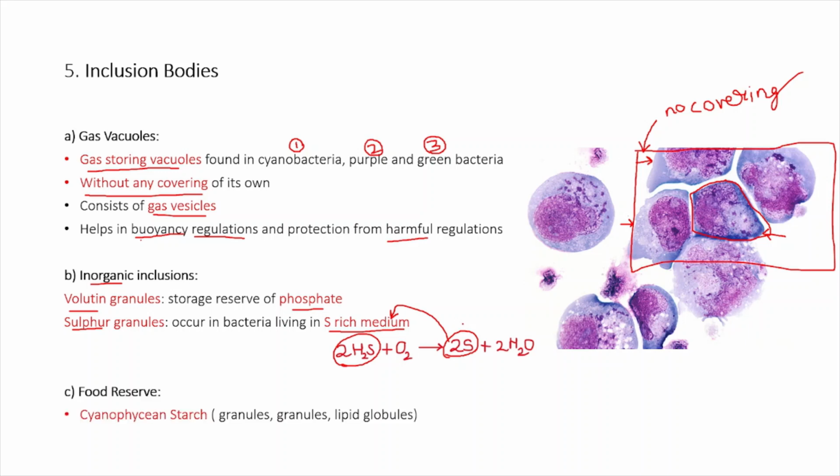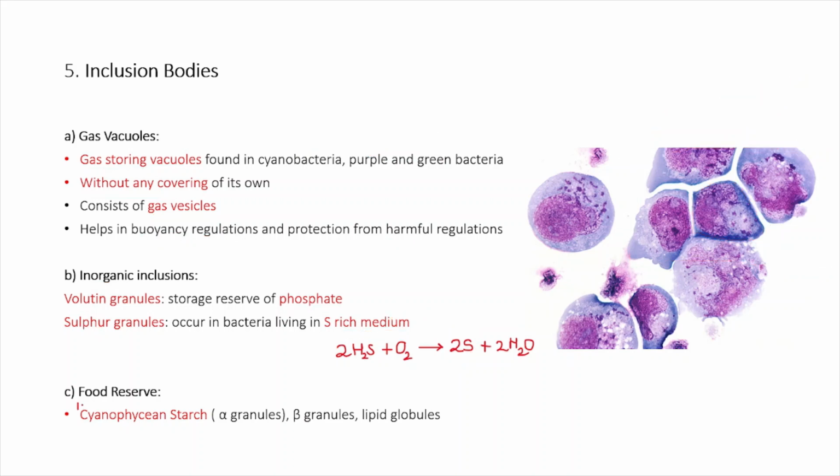Another thing that you have are the food reserves. They store this food to utilize it in times of need. This is the cyanophycin starch, which is also called the alpha granules. Next we have the beta granules and lipid globules. These are basically starch reserves present in the bacterial cell. Another thing that we have is PHB, which is polyhydroxybutyrate. This is also a reserve of carbohydrate.